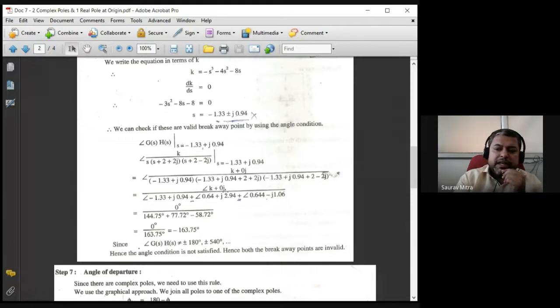Whenever we are finding imaginary breakaway points, if we are finding two, obviously they will come in complex conjugate form. Take any of the values, so minus 1.33 plus j0.94, substitute it in the GSHS equation and calculate the angle. The whole process is given here. You can do it by using your calculator also. The numerator is k, which means k plus 0j, so this angle is 0 degrees.